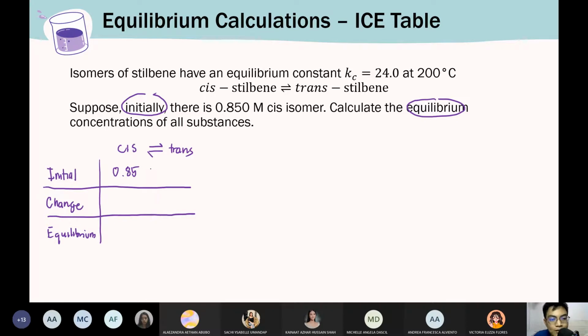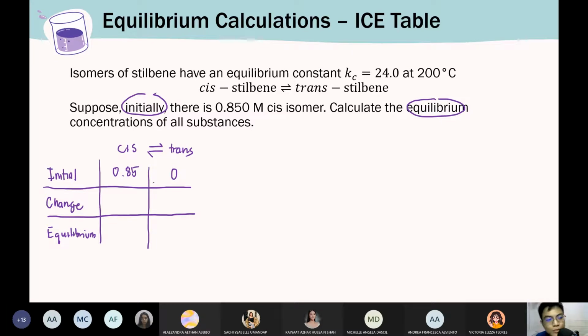So nakita mo ba sa problem na may sinabi about trans isomer? Sinabi ba yung amount niya? Hindi. So ibig sabihin, 0 yung amount niya. So ganun gagawin nyo sa mga future problem. Pag hindi sinabi yung amount ng isang chemical, 0 agad yon. Pero kung sinabi, edi sulat mo yung sinabi.